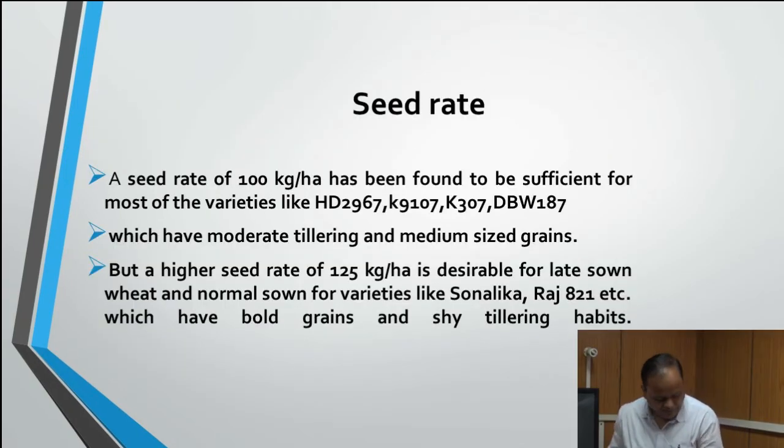Now the seed rate. Seed rate is one of the important factors which determine the plant population. As you know, the plant population is one of the most important factors which determine the grain yield. If the plant population is less, you will obtain less yield. So for proper plant population, seed rate is very necessary. So what will be the optimum seed rate?